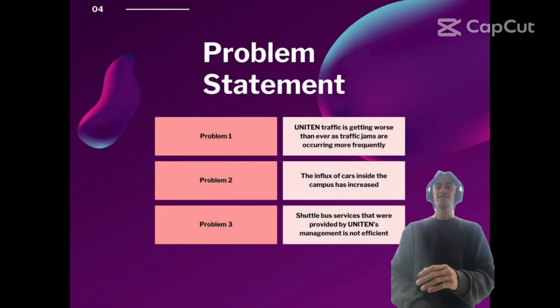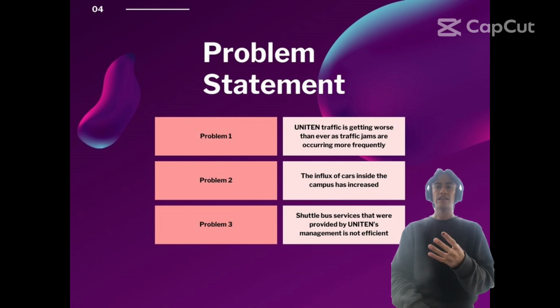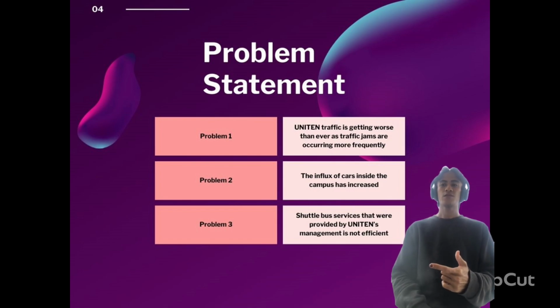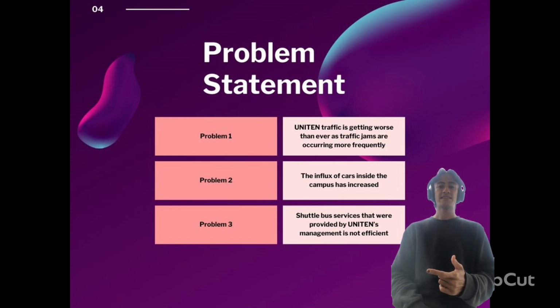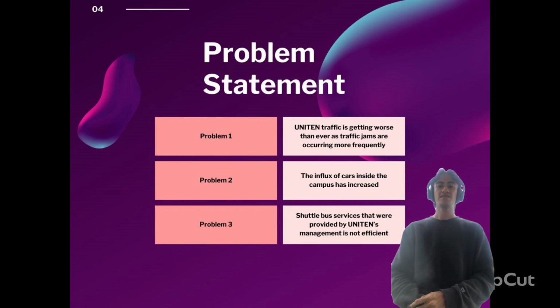So, what is the problem statement for our current situation or environment? Problem number 1, Uni-Trans traffic is getting worse than ever as traffic jams are occurring more frequently. Problem number 2, the influx of cars inside the campus has increased. And problem number 3, the shuttle bus service that was provided by Uni-Trans management is not efficient.